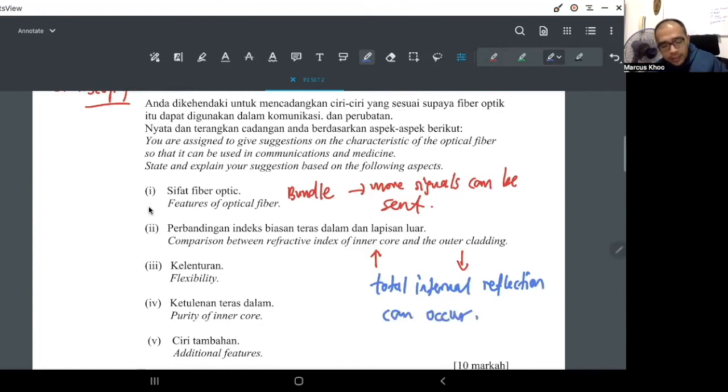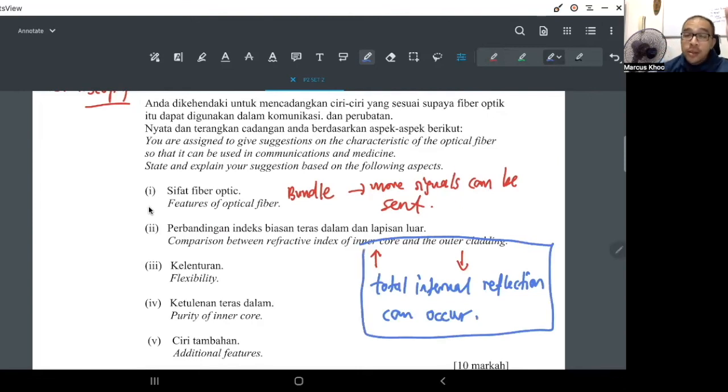This is one of those answers where, if you know, you know. If you don't know, then I'm sorry, you have to guess. But if you just remember, inside is bigger, outside is smaller, then you can get total internal reflection.